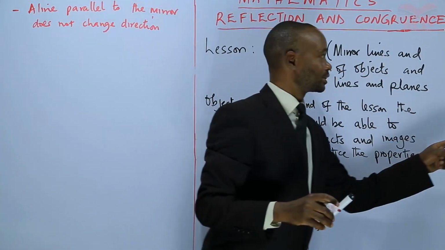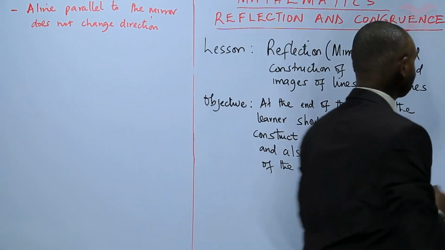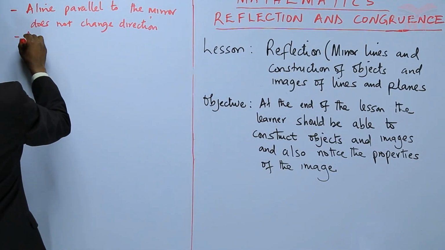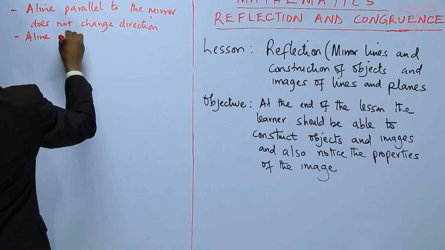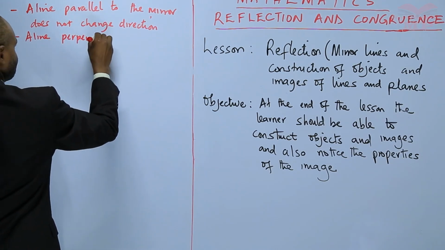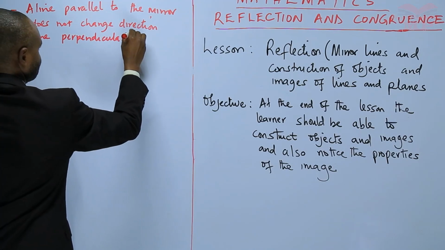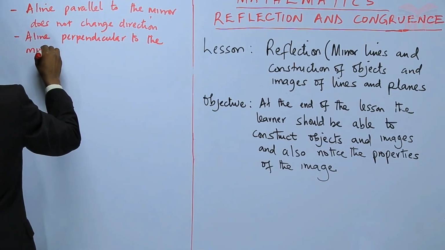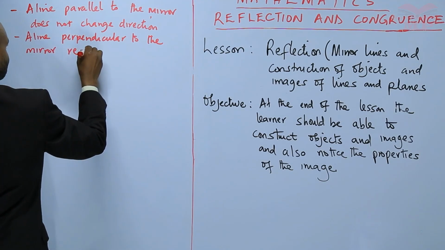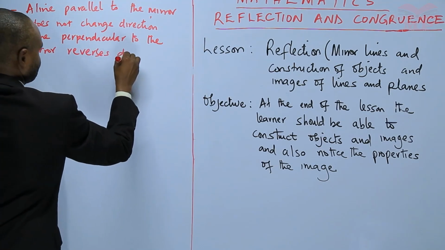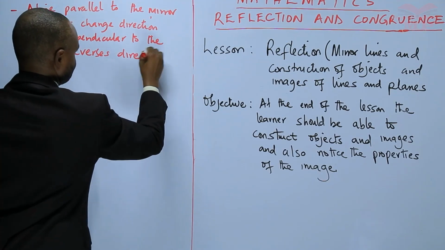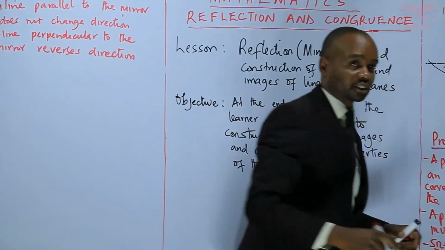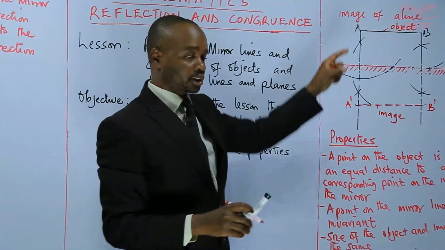Similarly, we shall look at a line perpendicular to the mirror. A line, this line, so I'm just using this one. It will reverse the direction. It will be in the opposite direction.